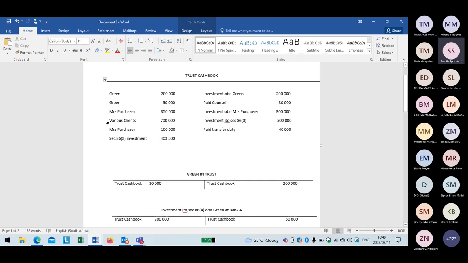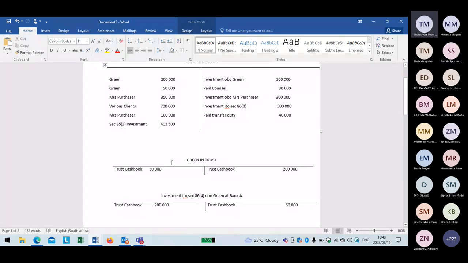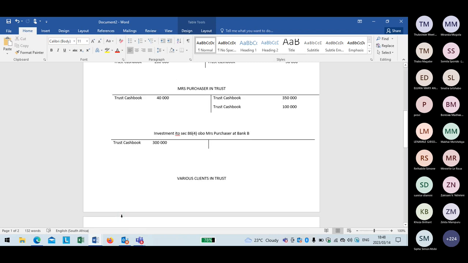Sorry, sir, won't it be the 400,000 plus 95% of exercise number one, number seven? Sure, this is Section 86.3 investment. It's different from 86.4. The whole 100% goes to LPFF. Yes, it will go to the Legal Practitioners Fidelity Fund, 100% of it.